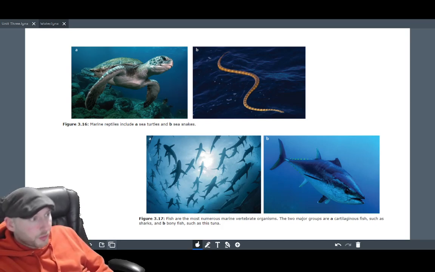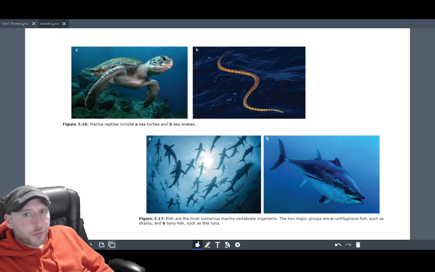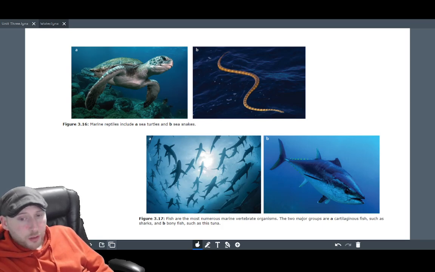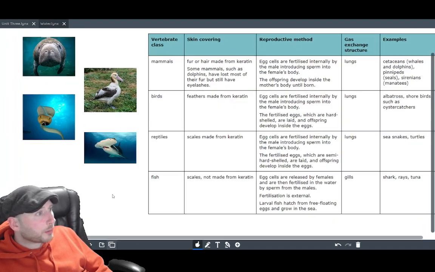So, again, huge differences between a great big shark and a tiny sprat or something, but they're still fish. They're still in the class of fish. We're going to focus in on fish a lot more towards the end of this particular lesson. But for now, let's have a look at an overview of those different classes of vertebrates that we find in and around the ocean.